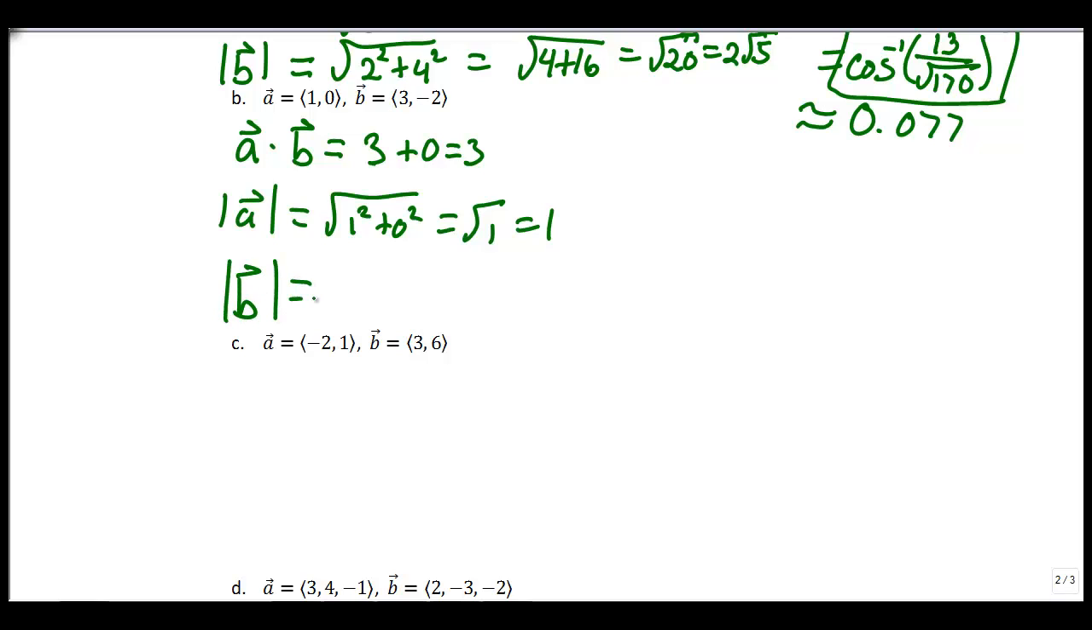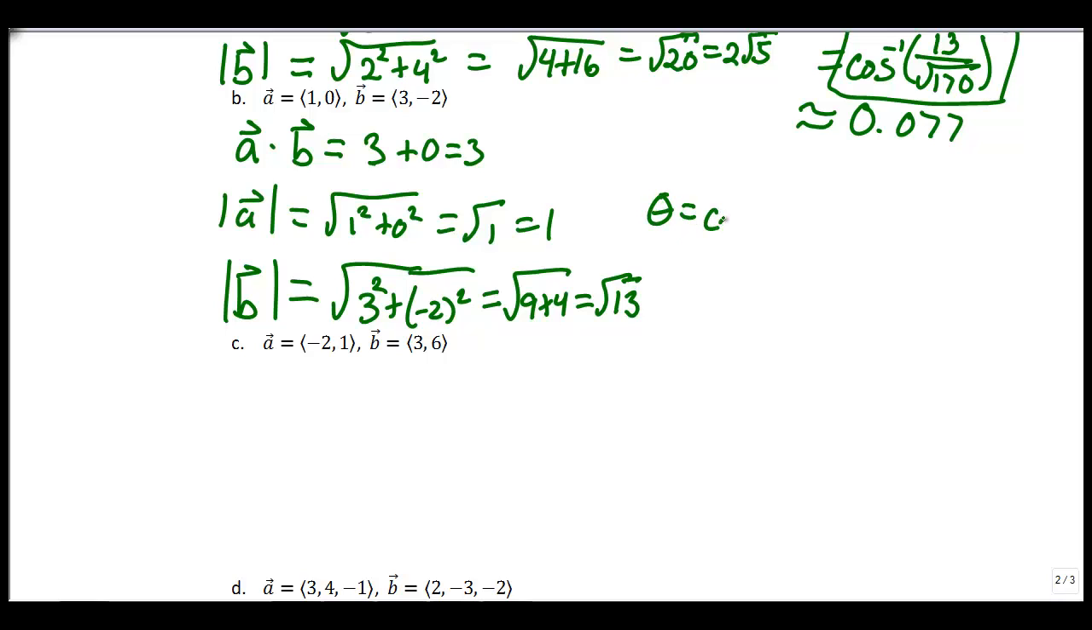B's magnitude is square root of 3 squared plus -2 squared. So that's going to be square root of 9 plus 4, square root of 13 here. And so theta should be inverse cosine. Formula was A dot B, that's 3, over the magnitude of A, that's 1, times the magnitude of B, that's square root of 13. So maybe you write this as inverse cosine of 3 over the square root of 13.